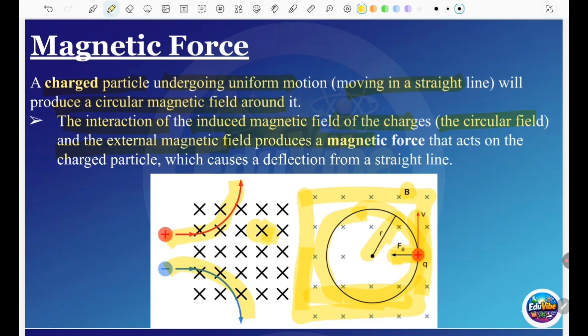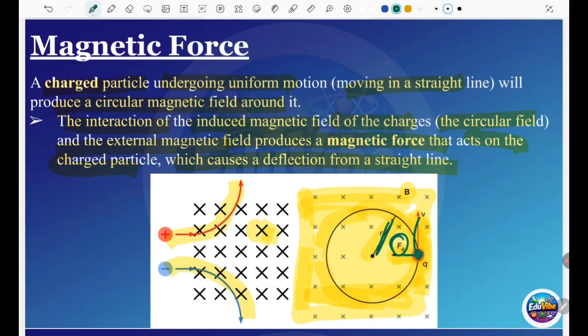And this magnetic field produces the magnetic force. From here, our magnetic force can be introduced, the magnetic force of this specific circular part. So when a charged particle moves uniformly into the magnetic field, we get a circular motion, and from here the magnetic force is generated. This force acts on a charged particle and causes deflection from a straight line. You can see the deflections over there, for any charged particle.